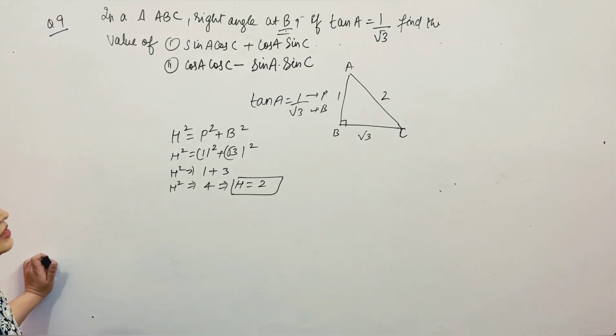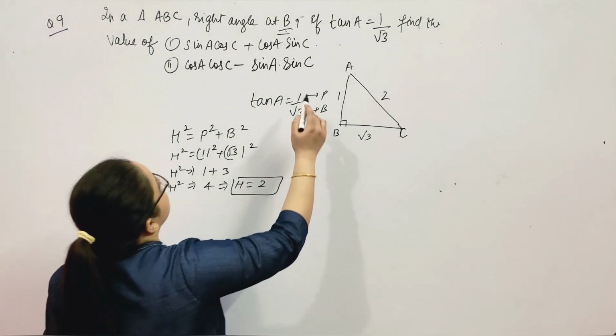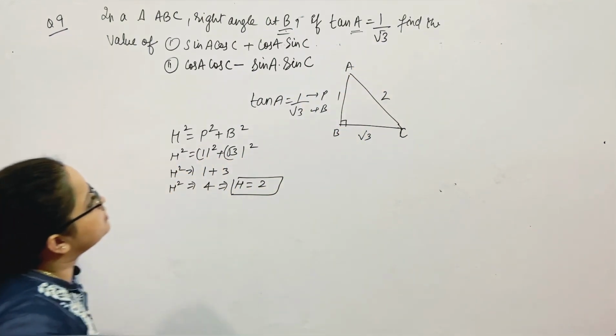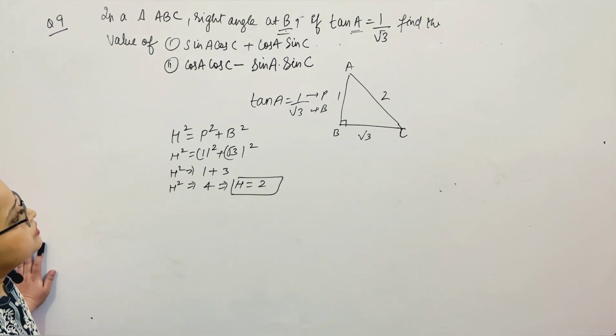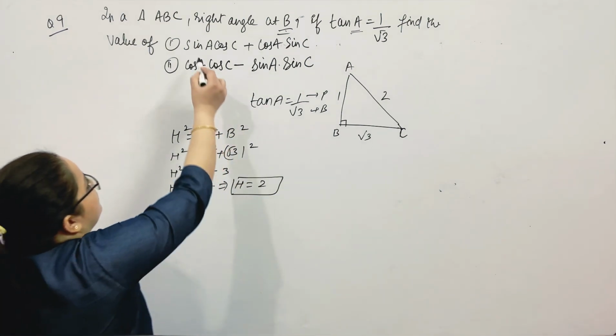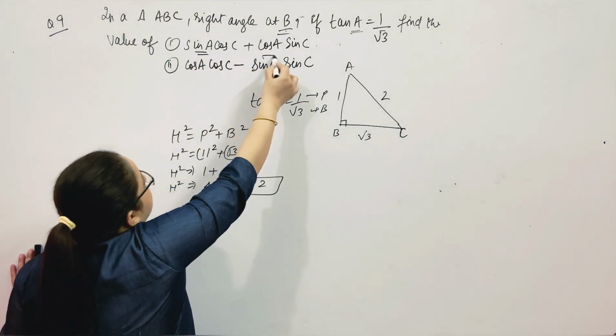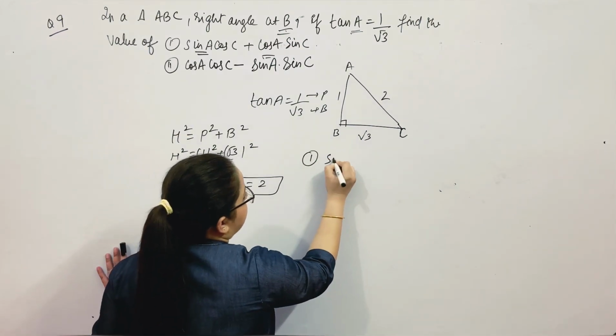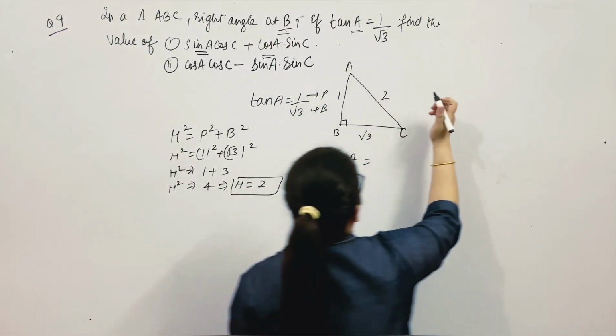So we are getting AC as 2. Okay. And now one thing. Tan A is 1 over root 3, right? Angle A is not at the base. So we have to make the angle at the base in order to find sin A, cos A. Okay. So I'll find sin A by rotating the triangle.